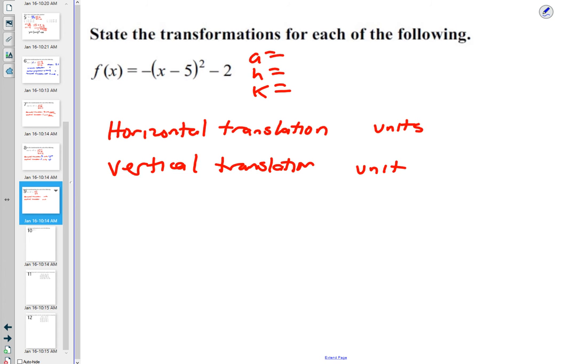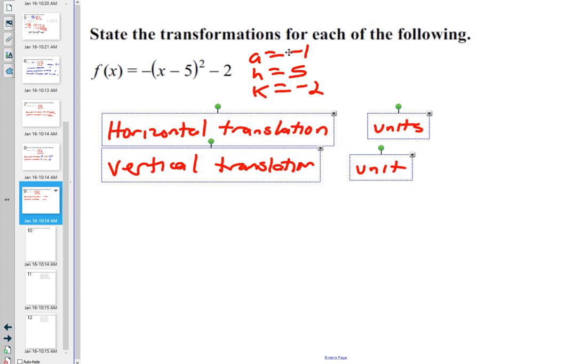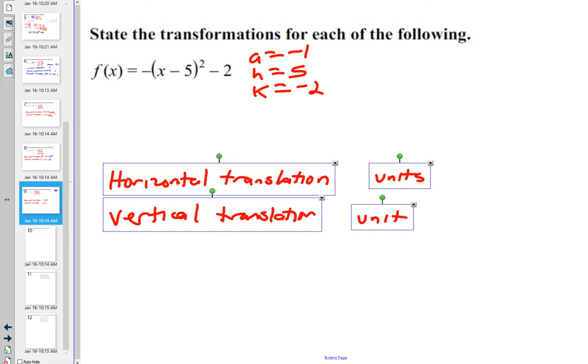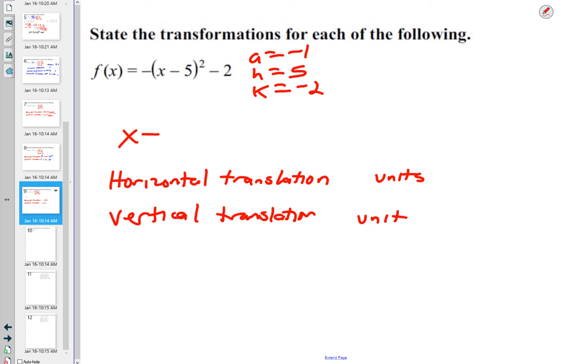Next one here, what's A? H is, K is. Now, this one does have something happening vertically. What's happening vertically? An x-axis reflection. On a reflection, there's no magnitude. It just reflects. Show me what's causing the x-axis reflection.